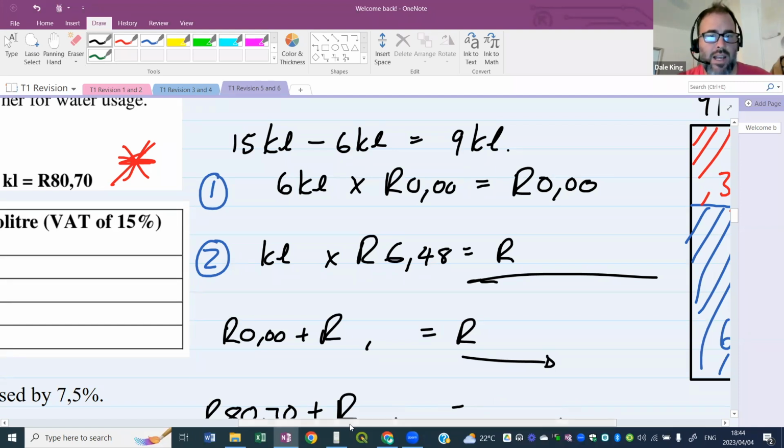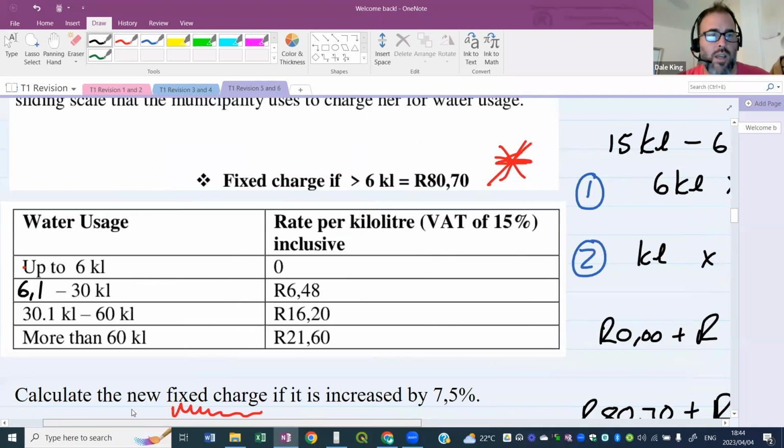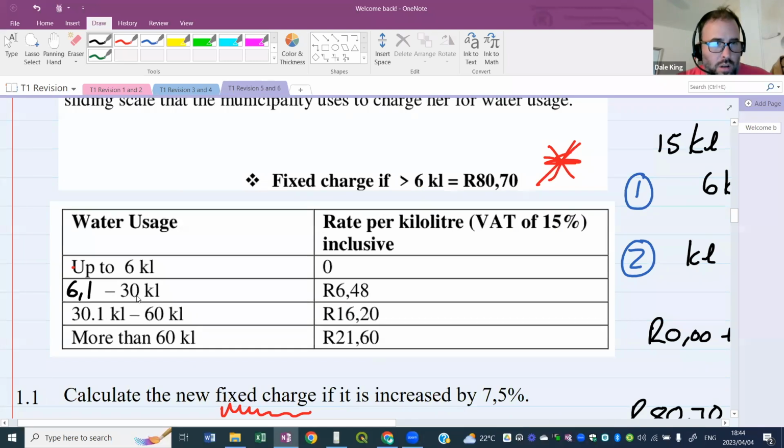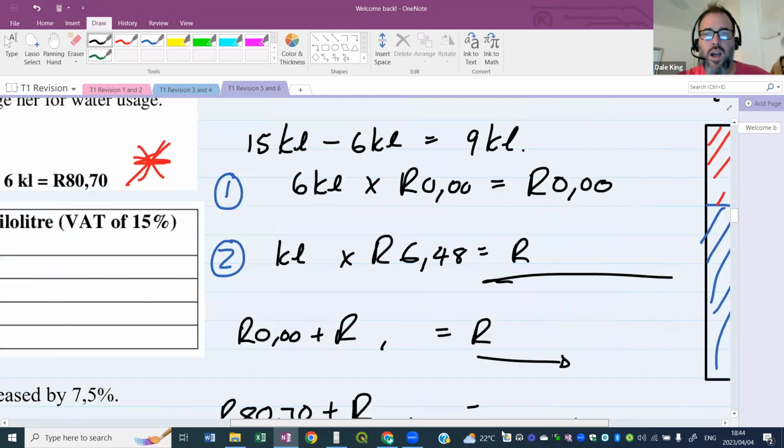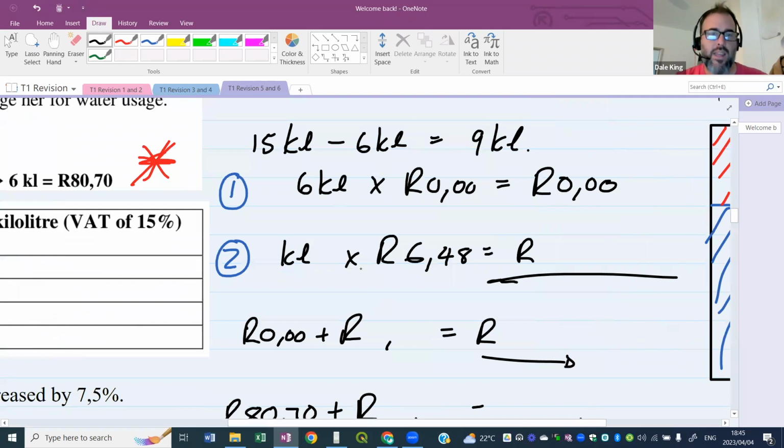Now, with this 9 left, you've got to go back to the table and say, have we gone through the whole of the second bracket? If we have, we're going to have to do something else. Okay, but we haven't, because this bracket, like I said, has got about 24 kiloliters of water, and we're never going to go through that row with just 9. So we're going to be staying in that row.